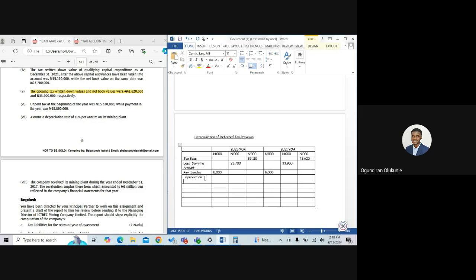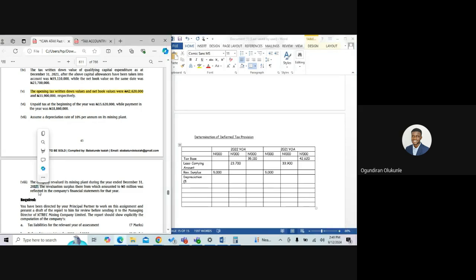So don't worry. How many years do we have between the time the revaluation was done and the current year? It was 2017 to 2020. 2017, December 31st. So we have 18, 19, 20, 21. That's 4 years for 2021 and 5 years for 2022. Is that correct? It was revalued in 2017.